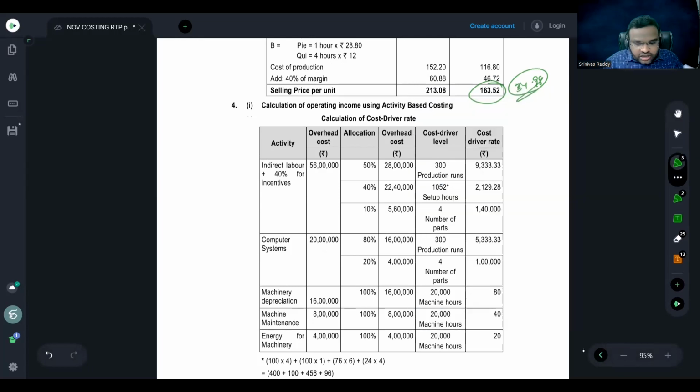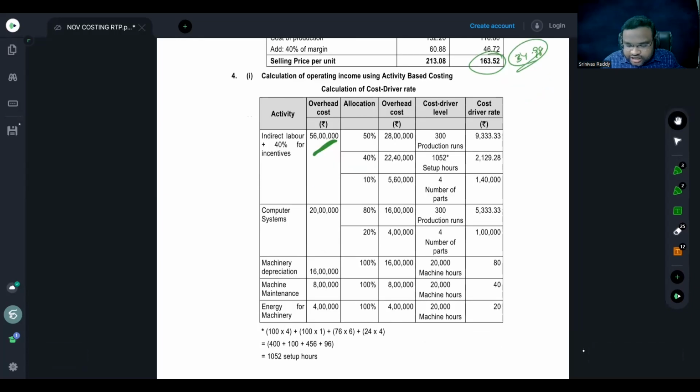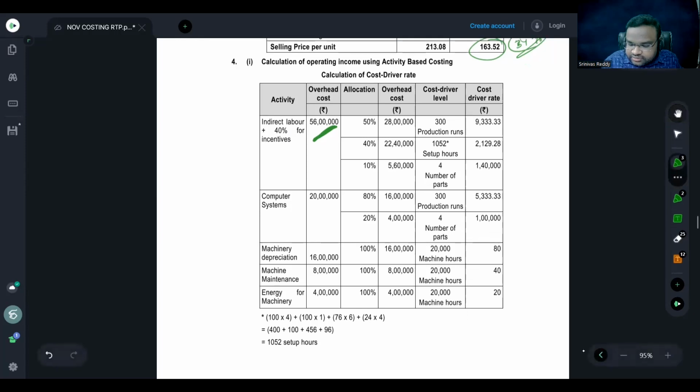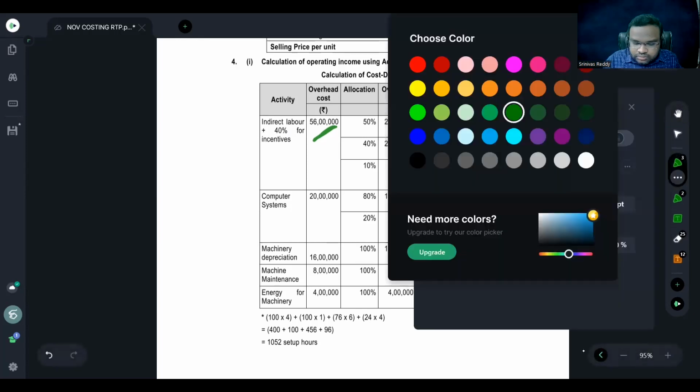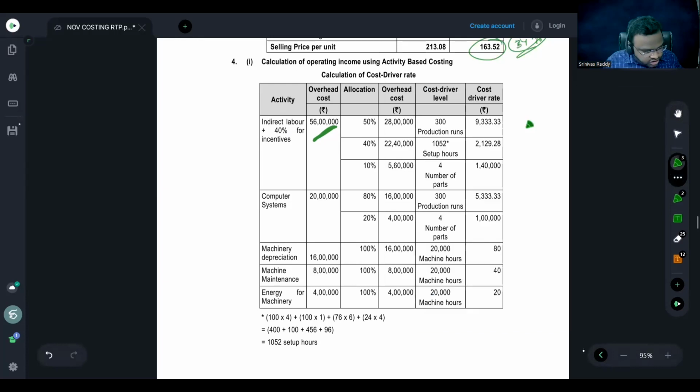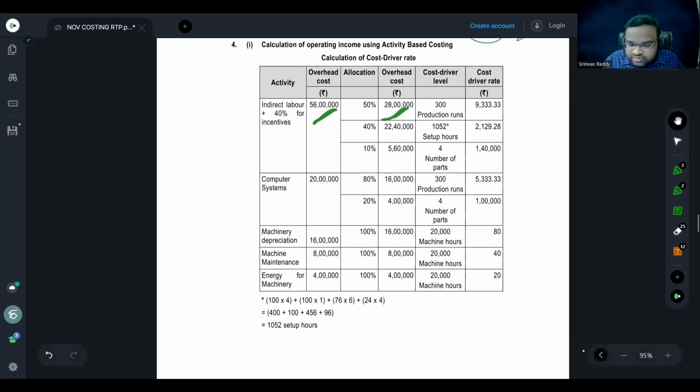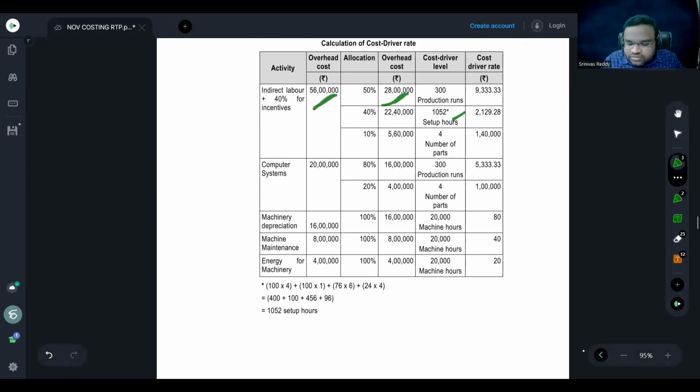Now, what is the allocation? Allocation is based on the number of production runs: 50% is based on production runs, 40% is based on setup time, and the remaining is based on maintaining records for the products in four parts, that is, the number of parts. So the overhead cost is 28 lakhs. How many production runs do we have? If you see the production runs, 100 plus 100 plus 76 plus 24, 300 production runs. I worked out the number of setup hours, 1052. How many parts do we have?